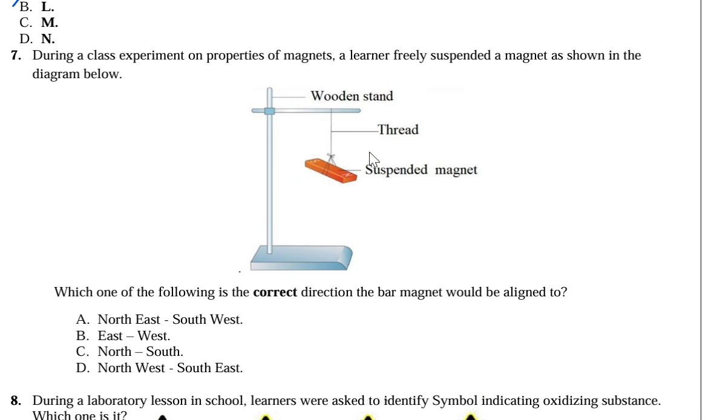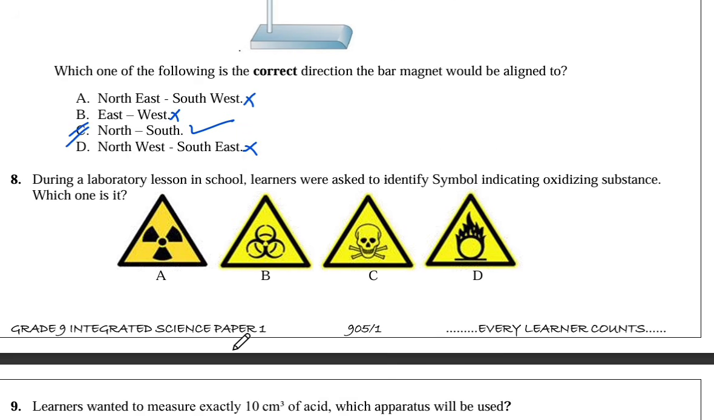So we know that a magnet has two poles, that is the north and the south pole. And therefore, when suspended, it is going to face the north-south direction. And therefore, it is not northeast-southwest. That one is not true. East-west is incorrect, and also northwest-southeast. That one is not true. So the correct direction is the north-south direction. Therefore, the answer is C. We continue to question number 8.